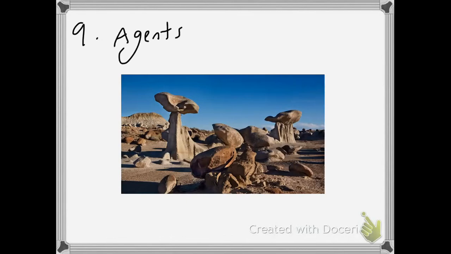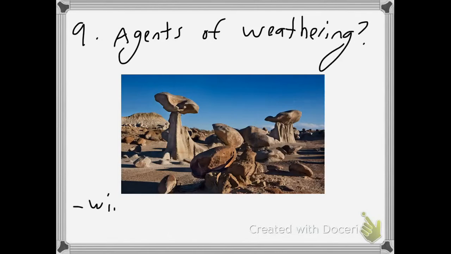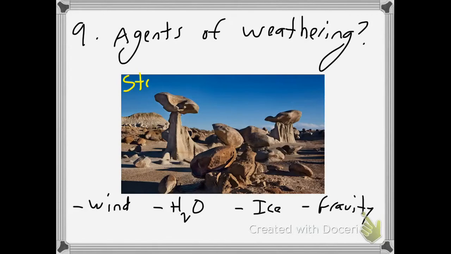So now we're going to name the agents of weathering. So agents of weathering. So here we go. Wind is one of the agents of weathering. Can you think of another one? Water is one. Ice. And the final one is gravity. So when all these agents of weathering are considered, which one is the strongest agent of weathering? Wind, water, ice, or gravity? Okay, this definitely is water.